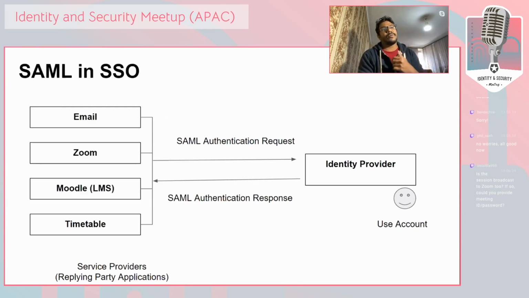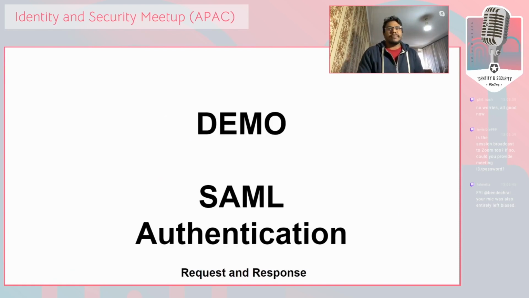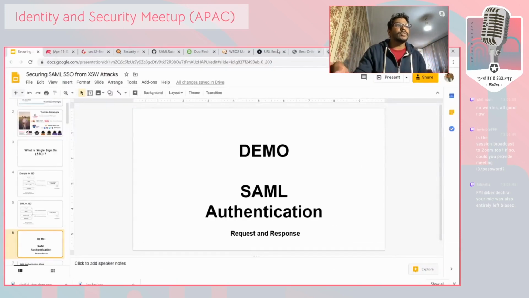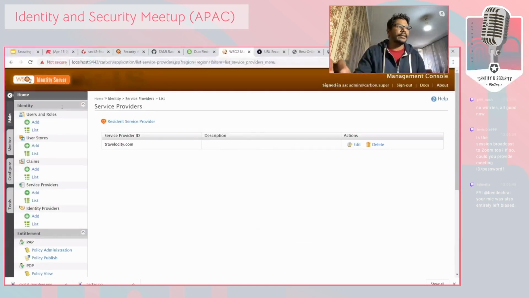Now, if you have been using OpenID Connect or OAuth, that's another technology for implementing single sign-on behavior. But today we are talking about SAML flows. So I will start with the demo, so you get a better understanding of the request and the response. For this demonstration, I am using software called WSO2 Identity Server. It's a free product. You can also download it.